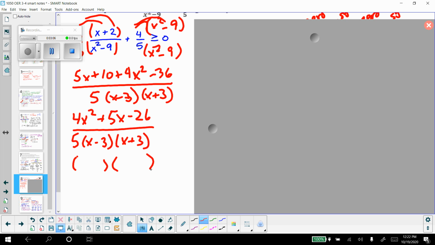But if I remember correctly from what we did before, the factors were 4x plus 13, and then x minus 2. And if we FOIL that back out to check it, let's see, we've got 4x times x is 4x squared. 4x times negative 2 is negative 8x. 13 times x is 13x. And 13x plus negative 8x adds up to our 5x in the middle.